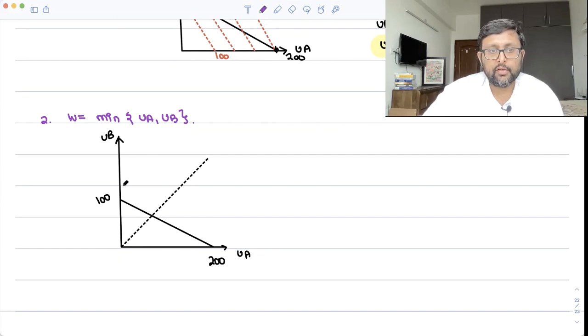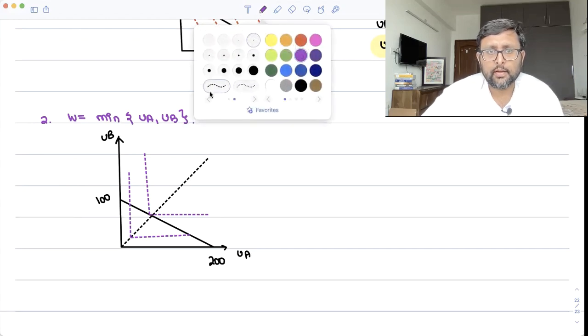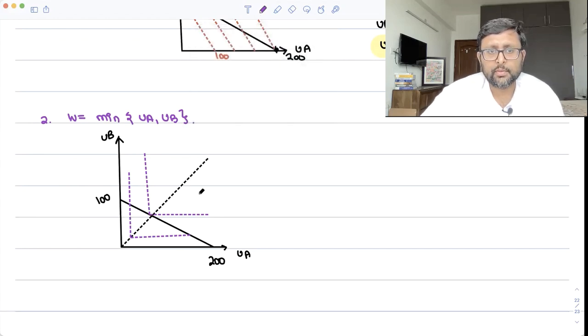Okay. So given this utility possibility frontier, where exactly are you going to maximize? Is this the point of maximum social welfare? No. This is the point of maximum social welfare. This guy is the point of maximum social welfare. This point. Because here you've been able to find a social welfare function which is lying on this utility possibility frontier. And this is maximizing my social welfare.